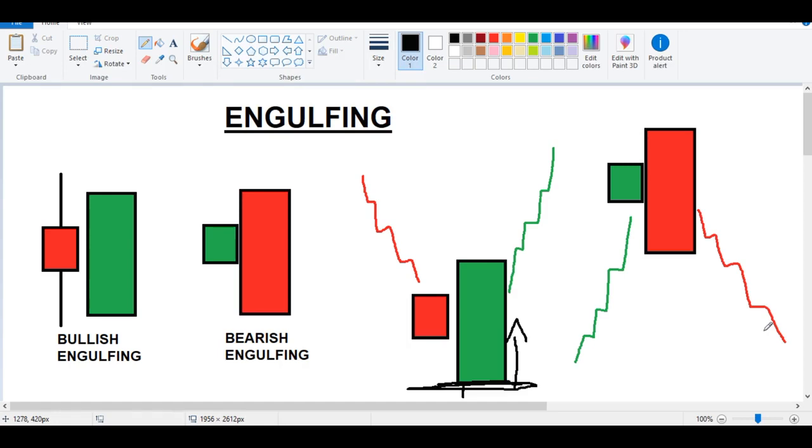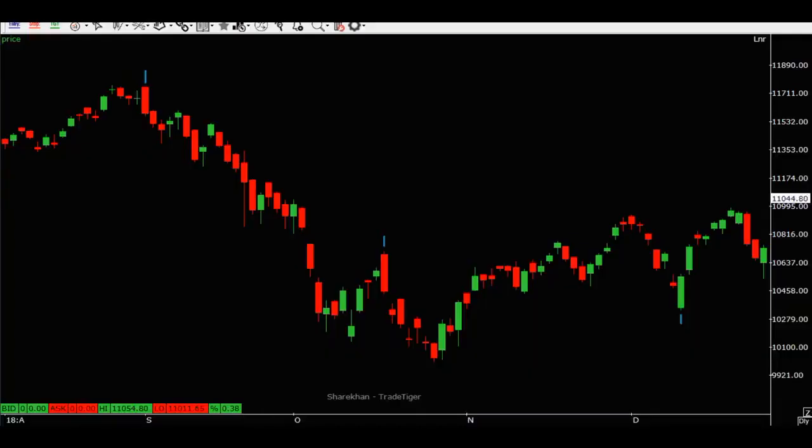Again, if you see them in a sideways kind of trend, avoid them. We want to look for them only at the top of a trend or at the bottom of a trend. So let's see some chart examples.